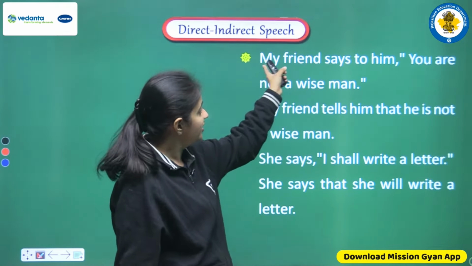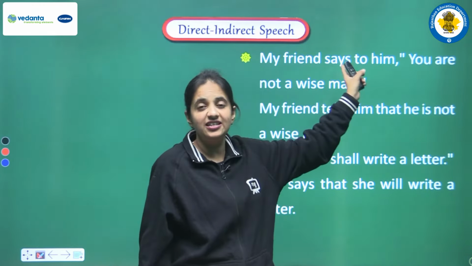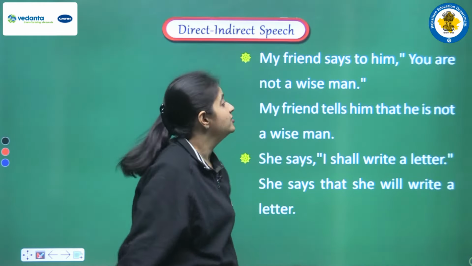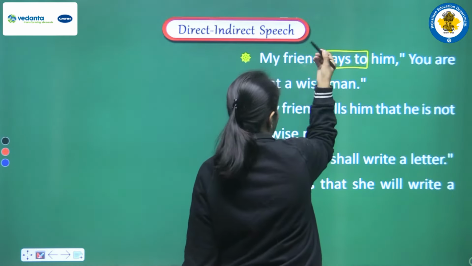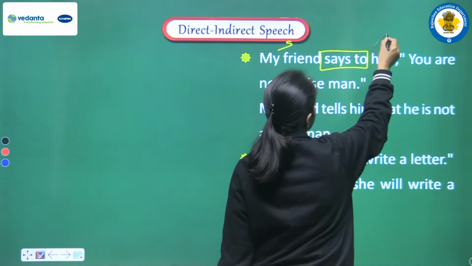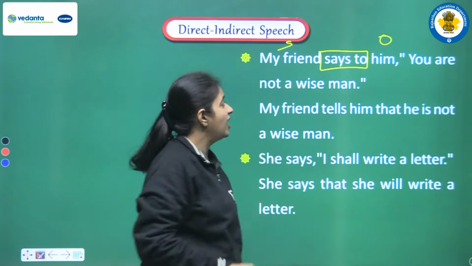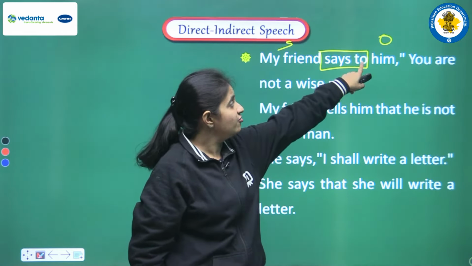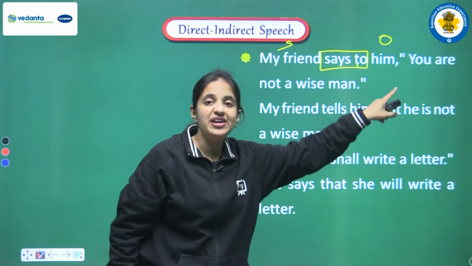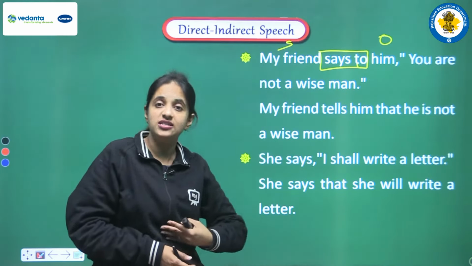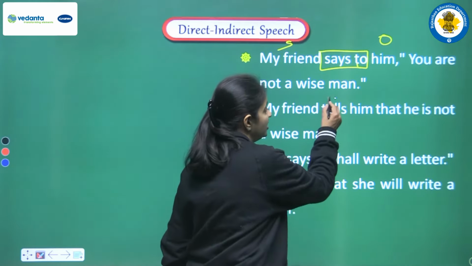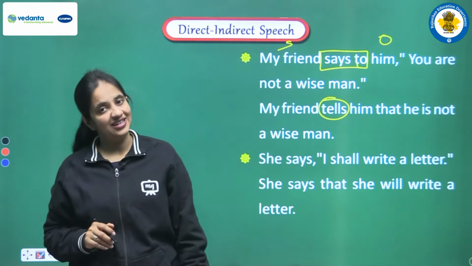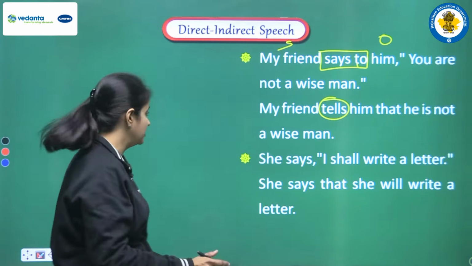Now the first change that we have to make is in the reporting verb. In this reporting verb, we have says to. Okay, my friend, this is the subject, him, this is the object, and we have says to. So when we have says to, we have to convert it to say to or said to. So here we have says. So says को हम किस में चेंज करेंगे? tells में चेंज करेंगे. Yes, this is the thing that you have to understand.